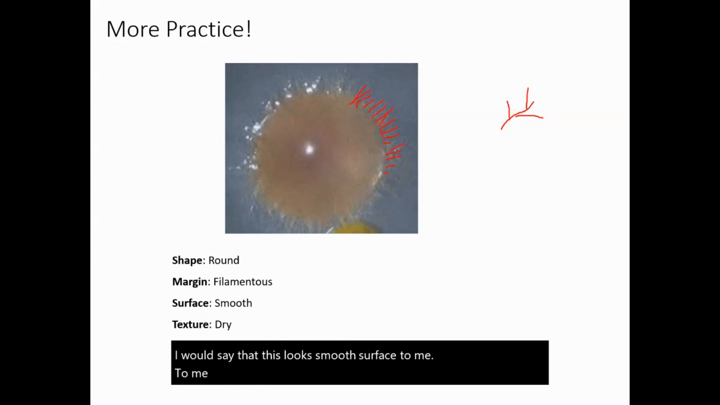Now, I would say that this looks like a smooth surface to me. To me, it looks like it might be dry. Again, it's a picture, it's a lot harder to tell, so just give me your best thought. And then for elevation, this one is hard. Again, limitation of a picture. So I would accept personally 2 answers.